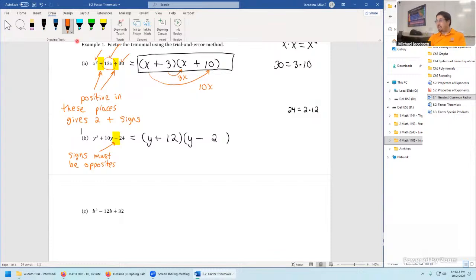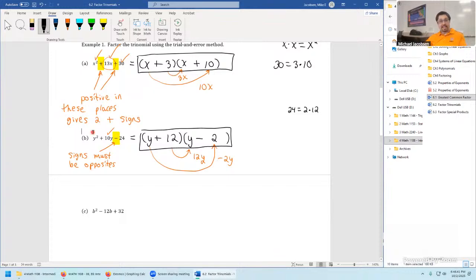The major part of the check is taking this times this. That's the 12y. Then take the outer product. That's negative 2y. When we add positive 12y minus 2y, we get the middle term positive 10y. It tells us that was a success. The work is done right at that step. Our problem factors as y plus 12, y minus 2.